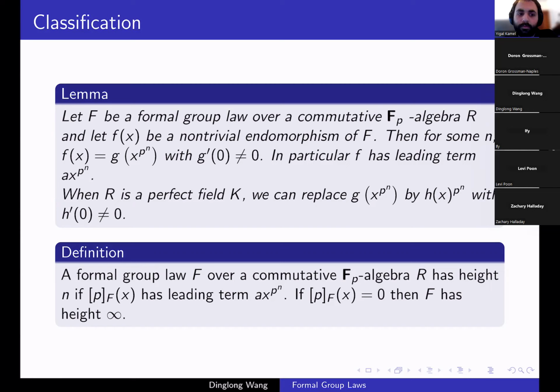Now, since we have this lemma here, and we know that this iterated [p](x) here is an endomorphism of the formal group law, [p](x) must have a leading term a times x to the p^n when it is not 0, and if it is 0, then we say that the formal group law has height infinity. When it has leading term a times x to the p^n, we say that the formal group law has height n.